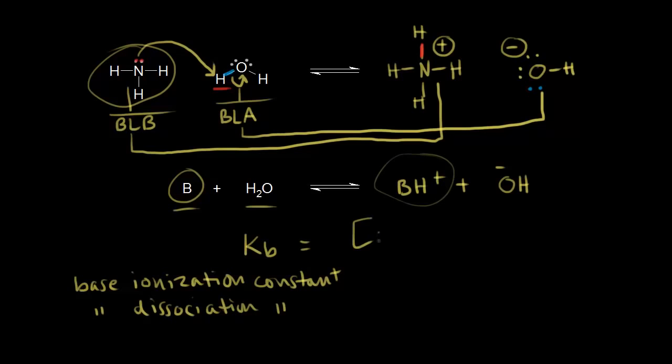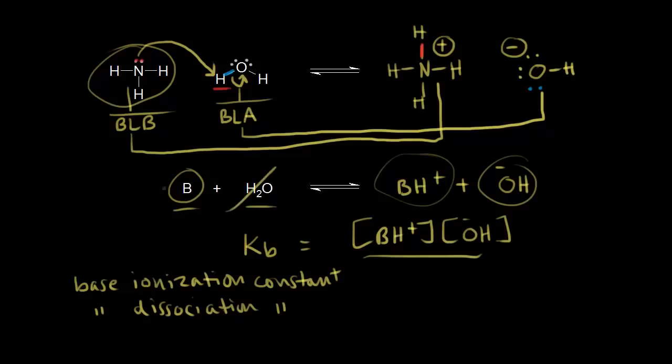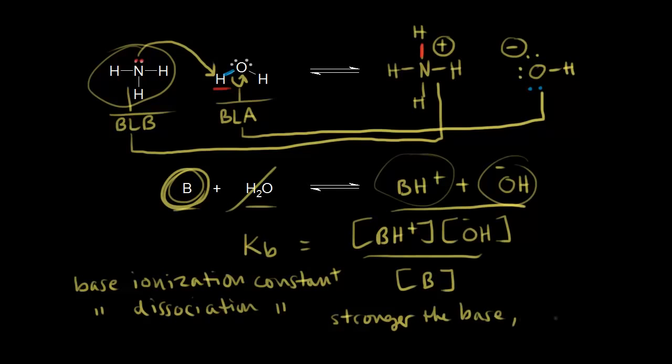So over here we have the concentration of BH+ times the concentration of OH-, and that's all going to be over the concentration of your reactants, and we leave out water, so we have only the concentration of our generic base B. So you can think about Kb the same way we thought about Ka. The higher the value for Kb, the stronger the base, because the more of your products you're going to make here. All right, so let me go ahead and write that. So the stronger the base, the larger the value for Kb.